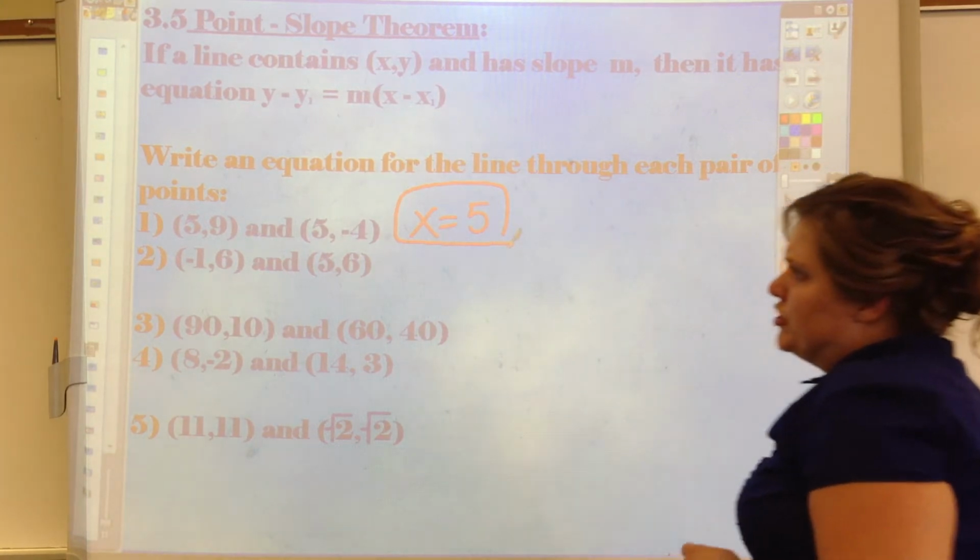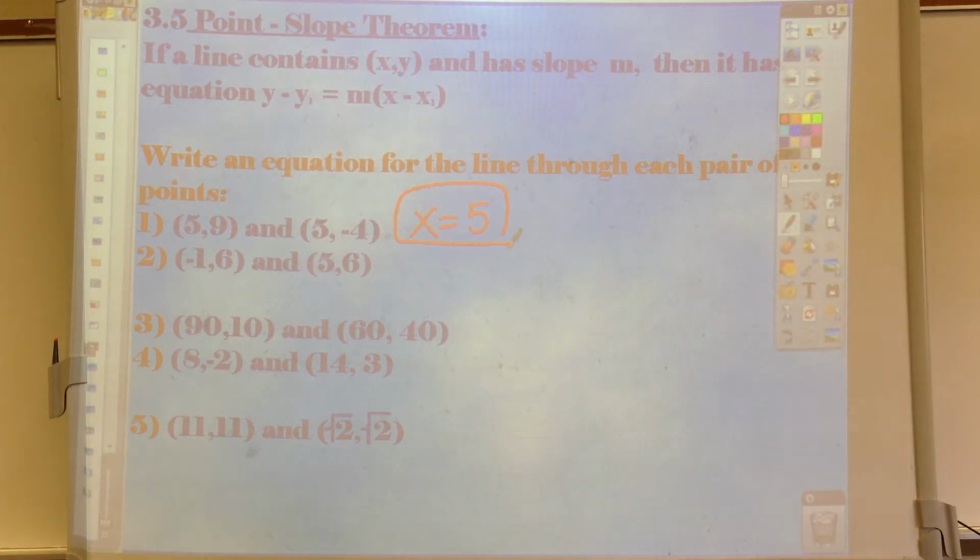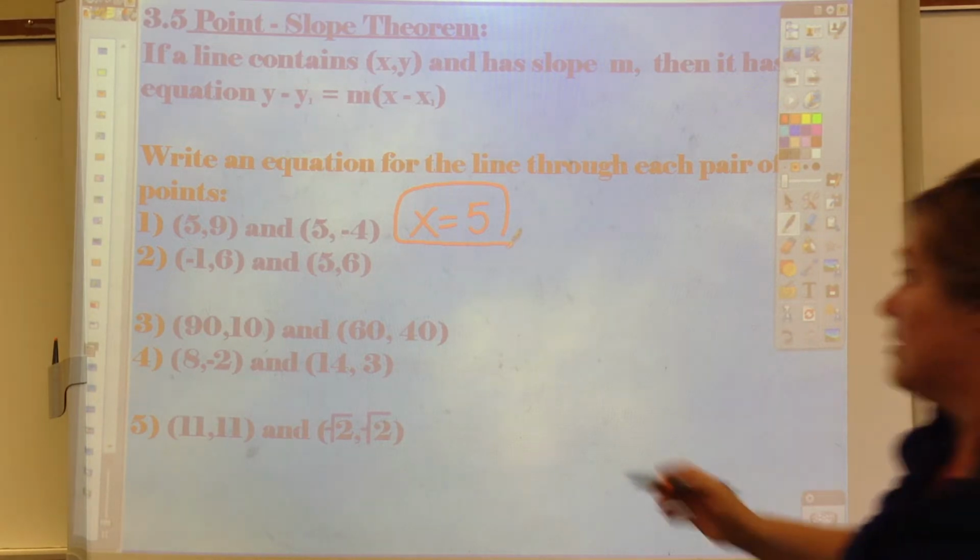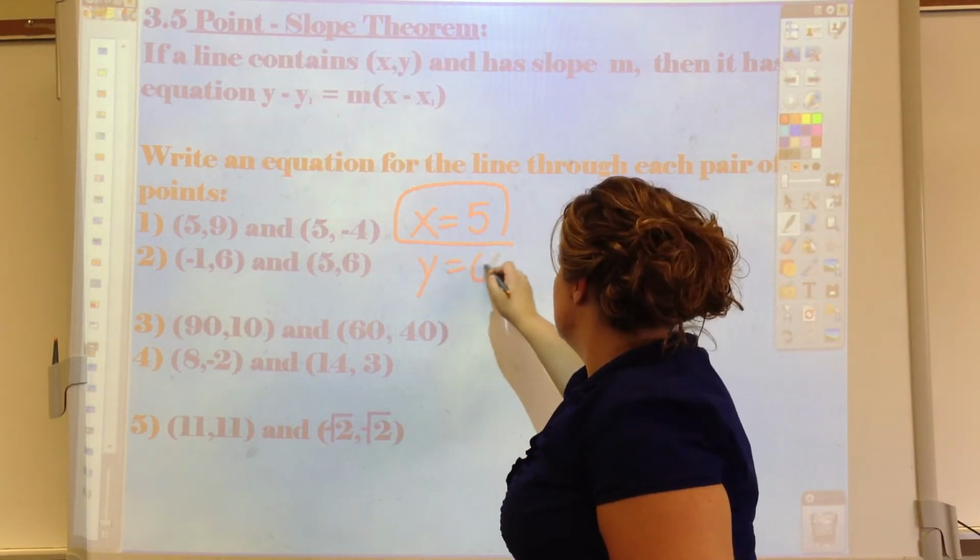What do you notice about number 2? Hopefully you notice that your y values are the same. Thus, y has to equal 6.